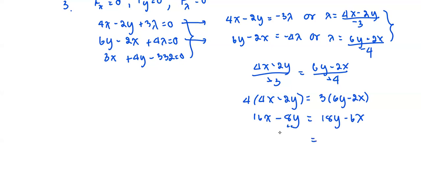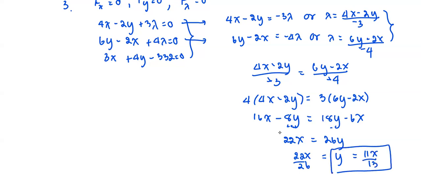I'm gonna collect the y term on one side and x on the other side. So add 8y to both sides to get 26y, and then plus 6x on both sides to get 22x. So then y is 22x divided by 26, which in simplified form is 11x over 13. And after we get y in terms of x, we're gonna use it in the last equation in the system.